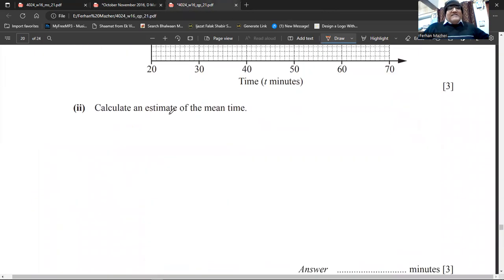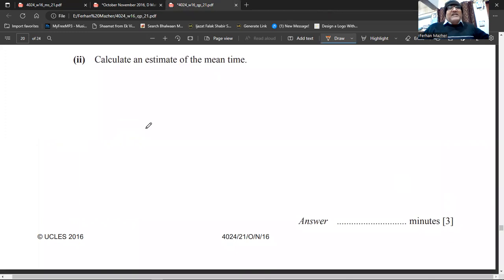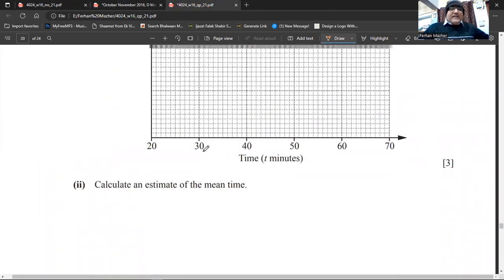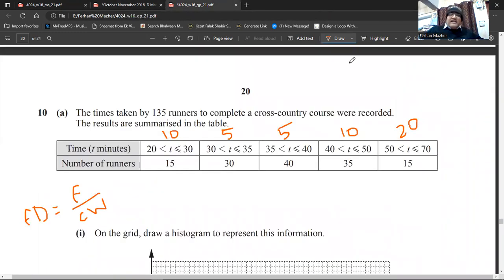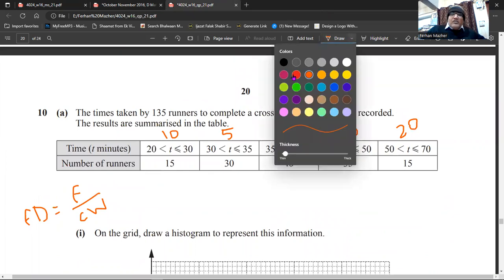Okay, now he says calculate an estimate of the mean time. How do you find the mean time? For finding the mean time, we need to find out the mid values. And for the mid value of this class, you add these two, and whatever is the answer, you divide it by 2.